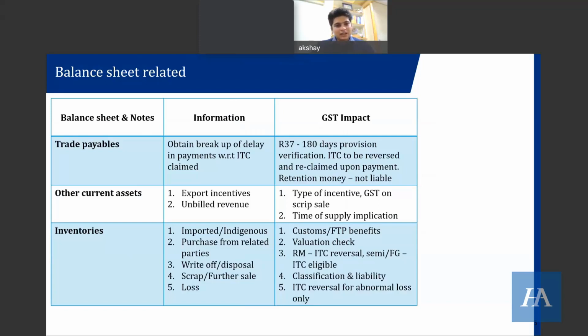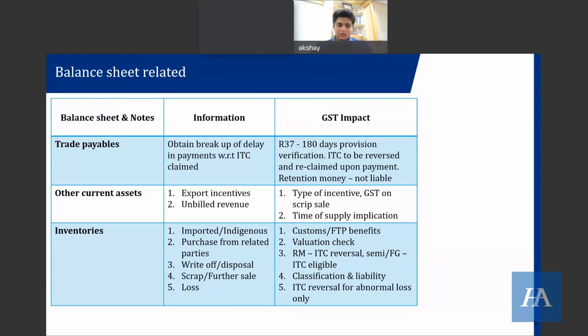So first thing is the trade payables. One of the major issues in GST right now is the 180-day provision under Rule 37. The requirement to reverse the credit if I have not made payment to my vendor within 180 days is a compliance which most taxpayers are not following presently. This may come back to the assessee tenfold with penalties and interest during departmental audits. So this is something which is suggested to be taken care of.